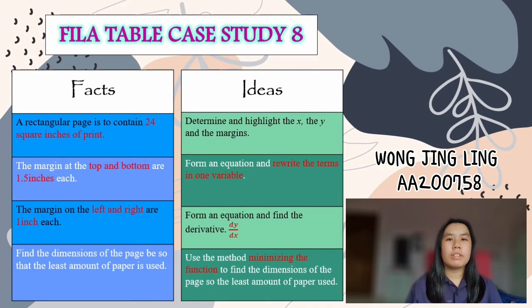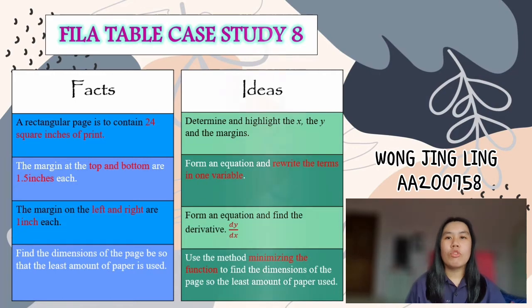Firstly, the most basic step is to determine and highlight the x, the y, and the margins in the figure given. Then, form an equation of the area of the printed section in the rectangular page and rewrite the terms in one variable. Continue by forming an equation based on the area and thus find the derivative. We have to use the method of minimizing the function while finding the dimensions of the page so that the least amount of paper is used.